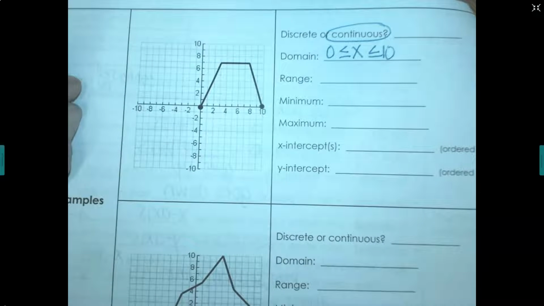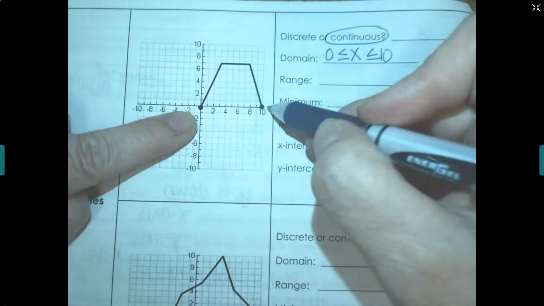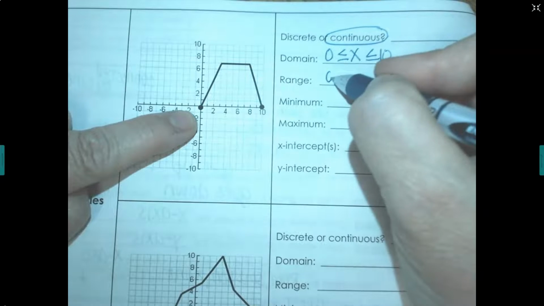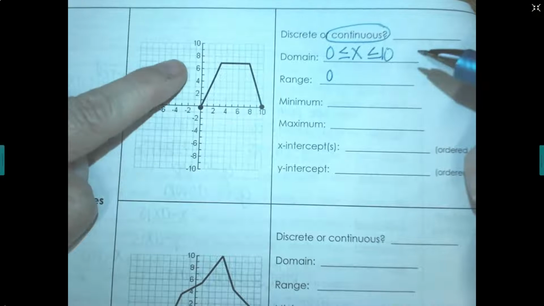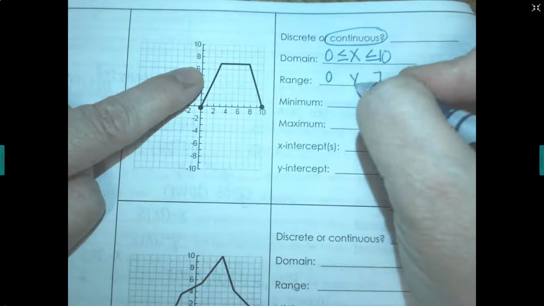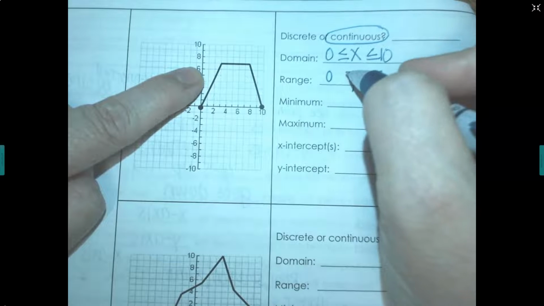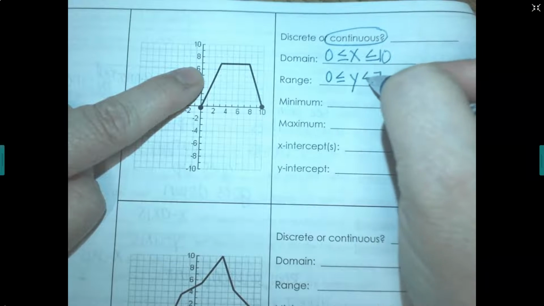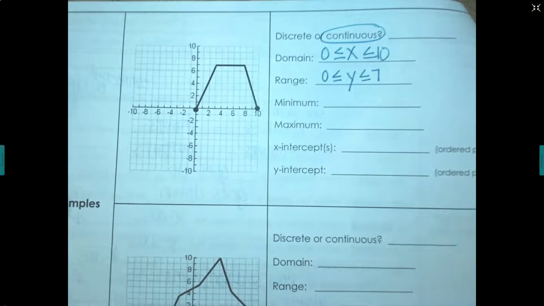And let's try this for our range. Our lowest y value for range, these are at the same level where y is 0. My highest y value is up here where y is 7. We are talking about y's, and it's a solid line, so we're going to have equal to as part of our inequality.